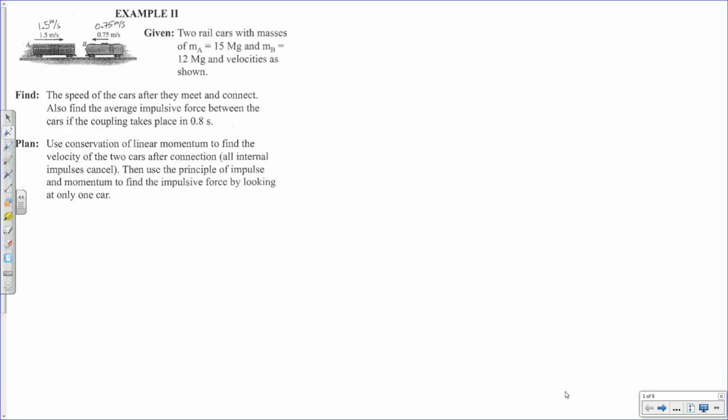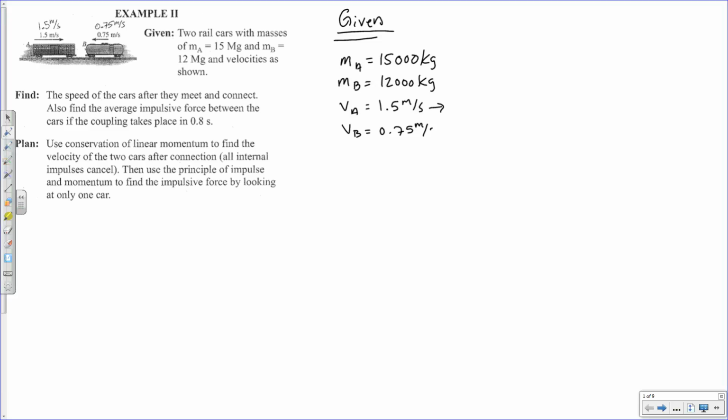And so we're given the masses of the two objects. So when I write what is given here, I know that mass A is 15,000 kilograms. And I know the mass of object B is equal to 12,000 kilograms. In this case, I know that the speed of object A is 1.5 meters per second, and that's towards the right, and the speed of object B is 0.75 meters per second, and that's pointing towards the left, like so.